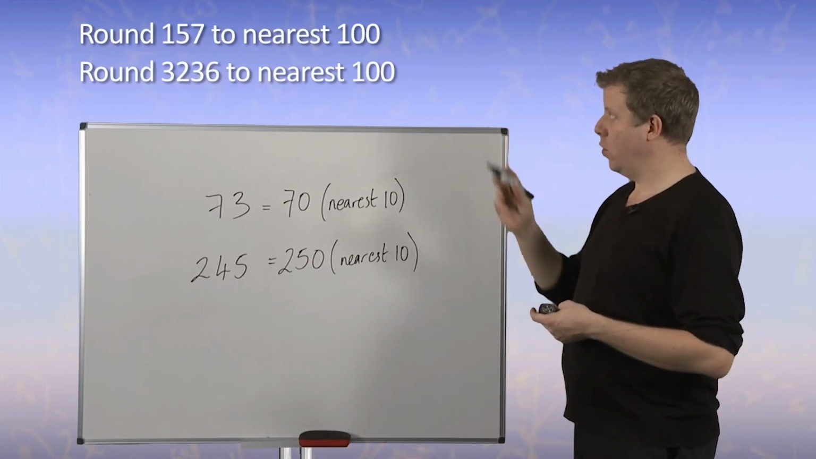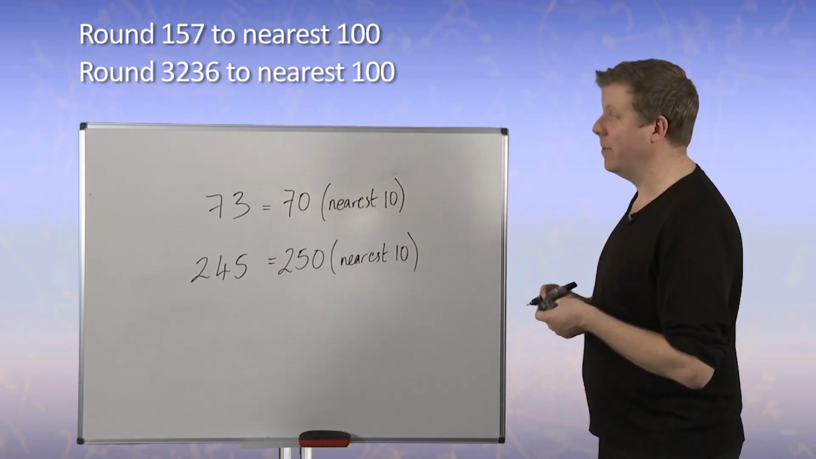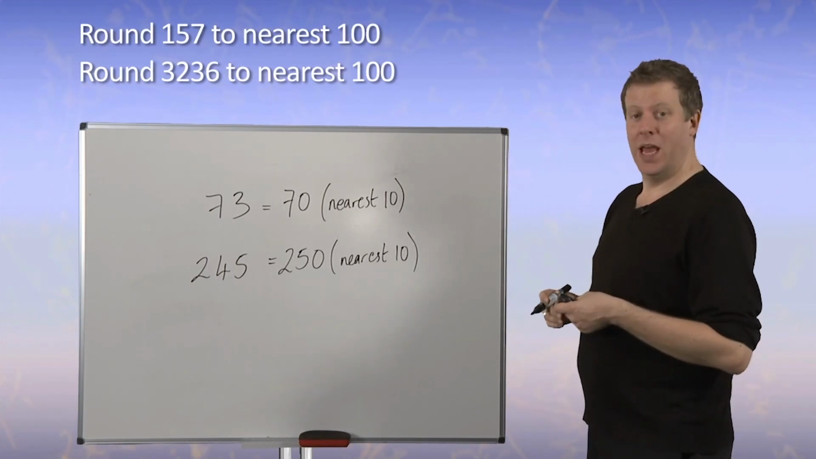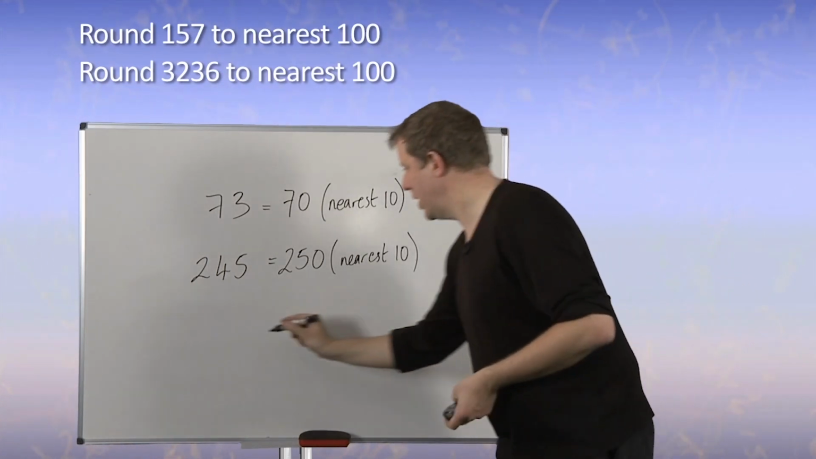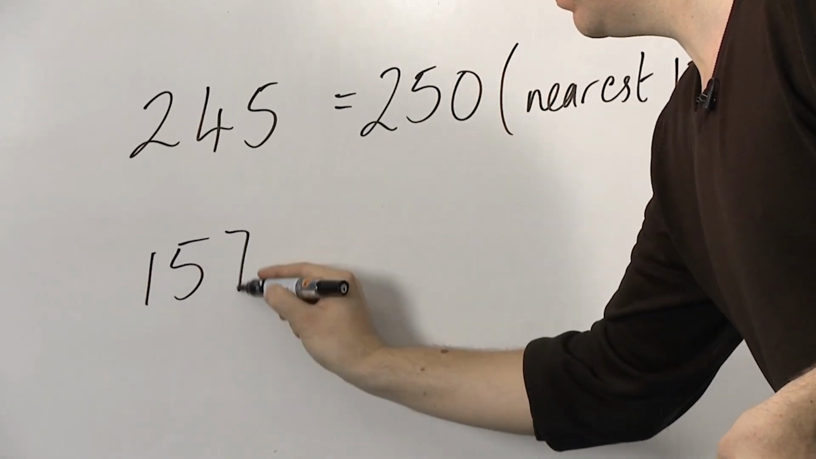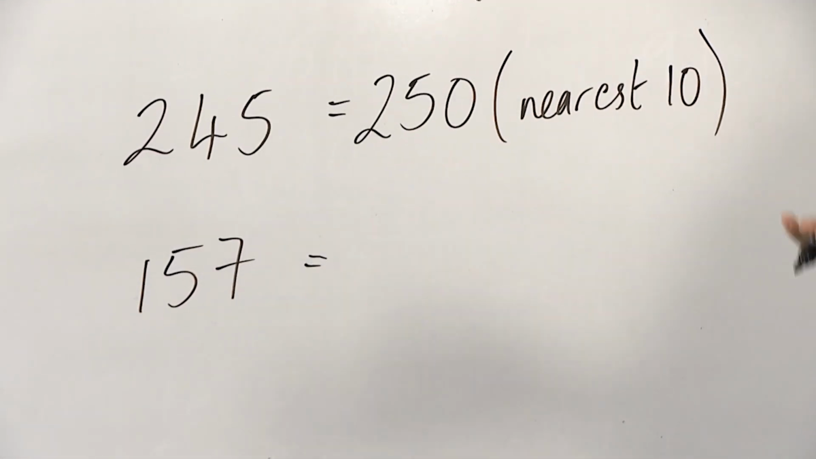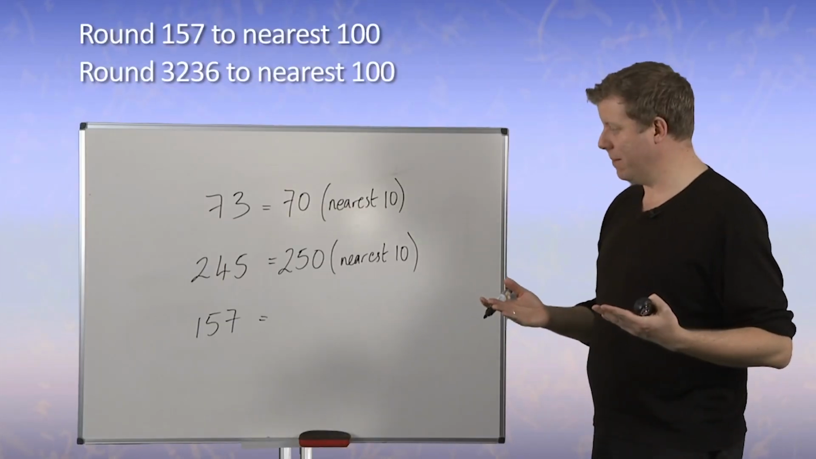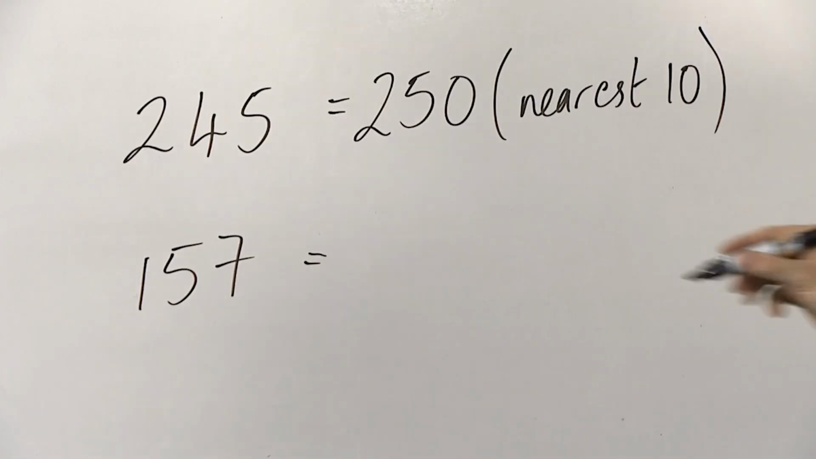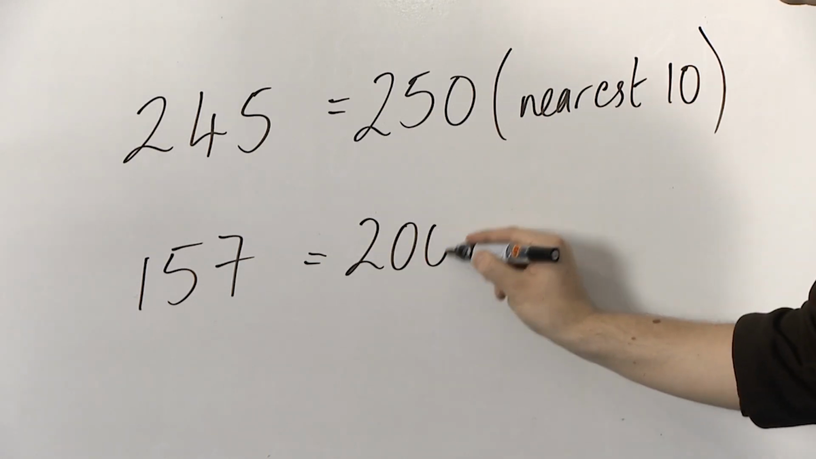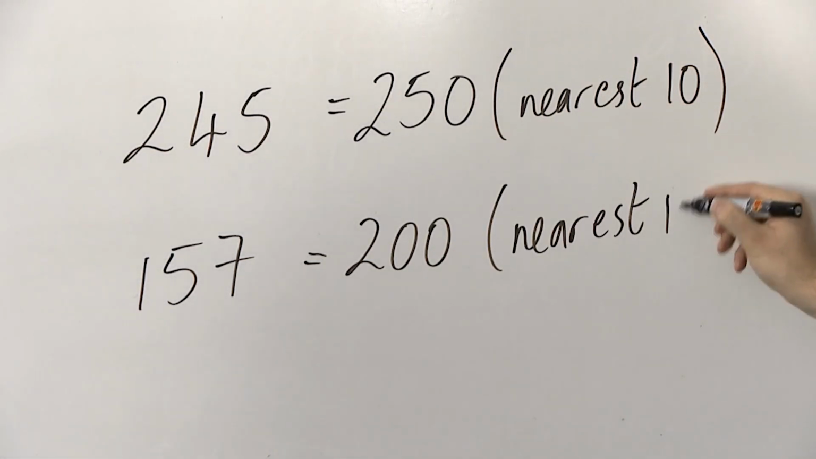Next up, we're going to round to the nearest 100. And there's two more numbers here for us to look at. 157 and 3,236. So with 157, it's between 100 and 200. And looking at the number, it's nearer to 200. So therefore, when we round it, it would be rounded to 200 to the nearest 100.